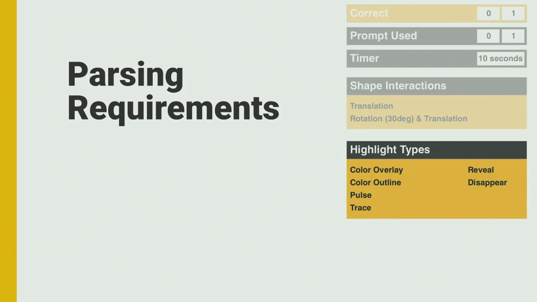Then the last thing, or not the last thing, but one of the important things was the highlight types. So when the lessons are read, it would say something like, which of these squares is bigger, or which of these areas is greater. And while it said that, it needed to be able to highlight this square, or this distance. And so those things needed to be visually identified.